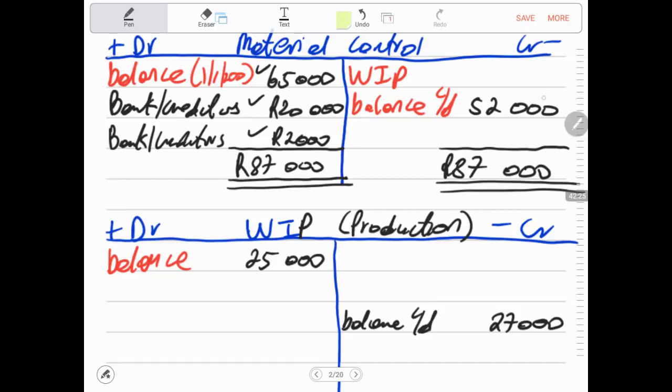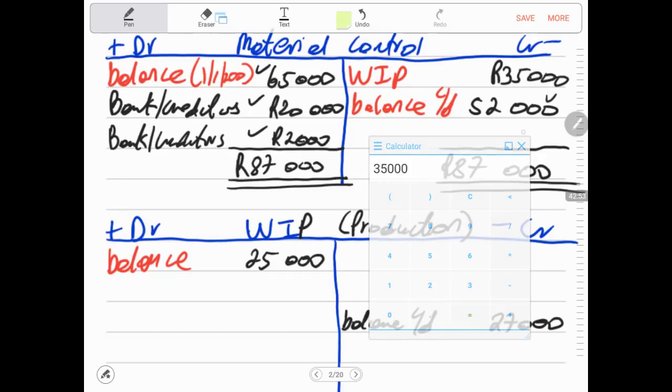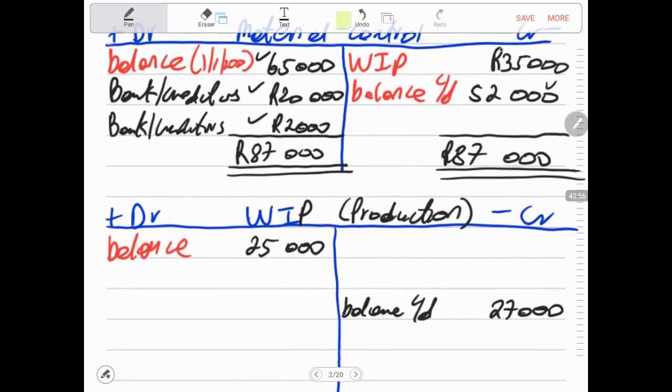But why do we only have 52,000 left at the end of the year? Because 87,000 is what was available during the year, but at the end of the year we only have 52,000. Meaning some of the inventory was used. Therefore, inventory used will be 87,000 minus 52,000. This is 35,000. So now inventory that was issued into the work in process is 35,000. That 35,000 will go to the debit side of the work in process, and it becomes 35,000 rands. And the contra entry will be direct material.